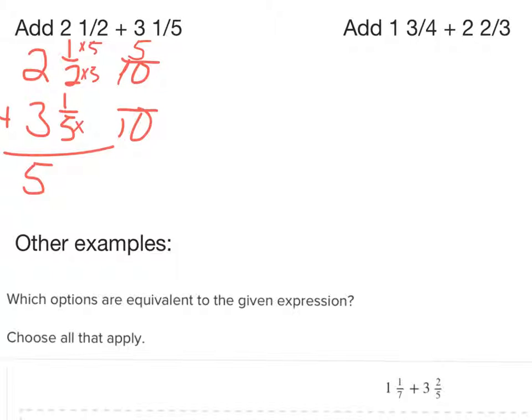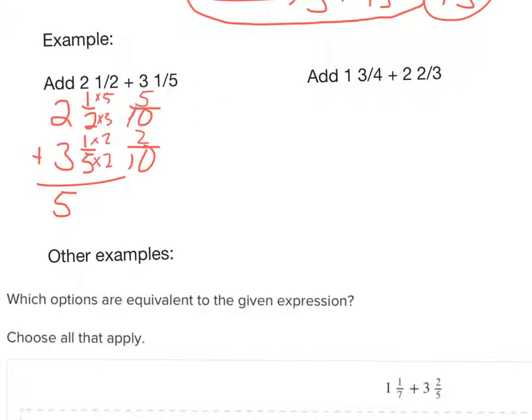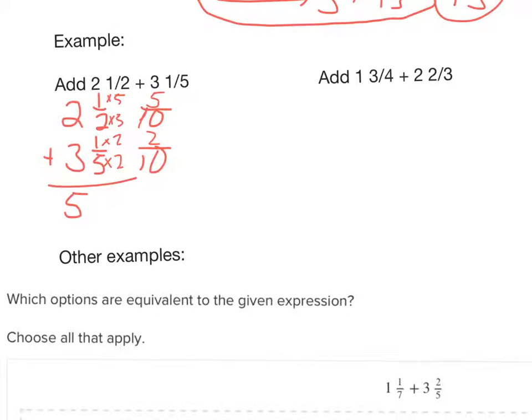1/5 I need to multiply by 2 over 2. And that's 2/10. And that adds up to 7/10. So I've got 5 and 7/10. 5 and 7/10. Okay, easy enough.